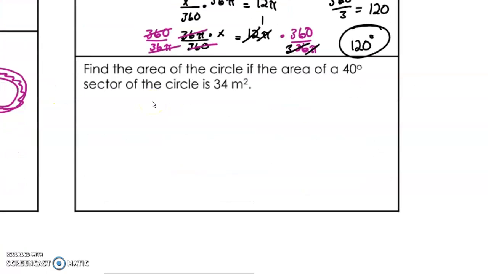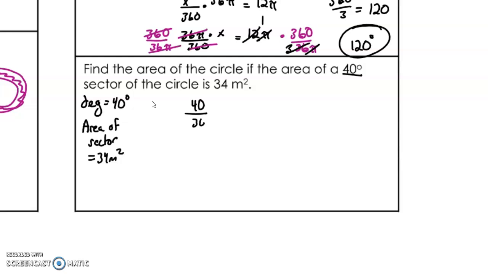Okay, last but not least, find the area of the circle. This one's tricky. If the area of a 40-degree sector is 34 meters squared, okay, so the area of the sector, I think we can do degrees over 360 times pi r squared equals the area of the sector.